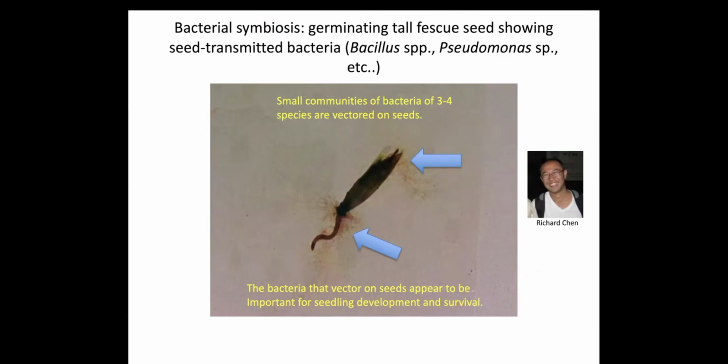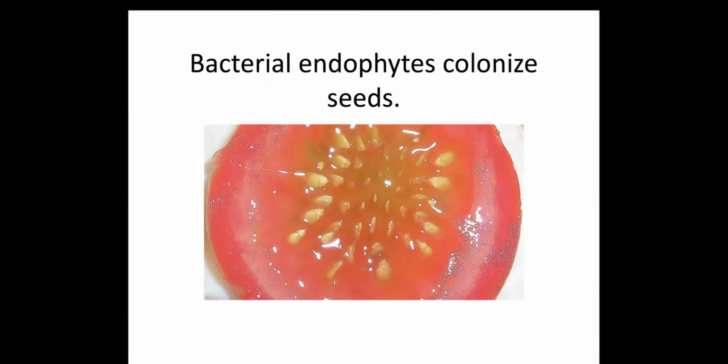Okay, this is just a germinating seed, and it shows a root coming out, and you can see yellow here. That's bacteria that are coming off of that seed, and colonizing these roots and the shoots as they develop. So there's a consortium, a little community of microbes on seeds that the plants carry, or in seeds.